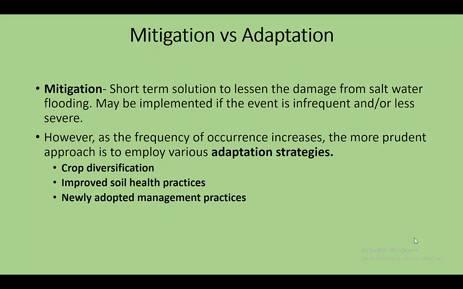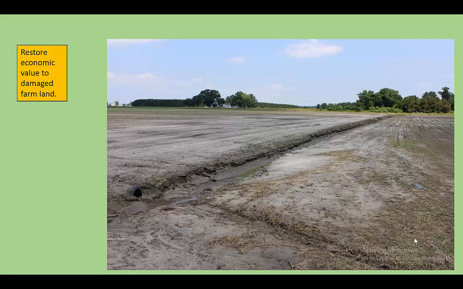So mitigation is more of a short-term solution to lessen damage. It's best implemented if it's more of an infrequent event or if it's less severe. If you're in a situation where it happens all the time, with a greater frequency, a producer, planner, whatever, somebody assisting a producer, may need to consider longer-term adaptation strategies. There are some thoughts and ideas we'll present as we go through this talk. Again, it's very site-specific, very producer-specific. Some guidelines still need to be developed and refined, and we will do that as time goes on.